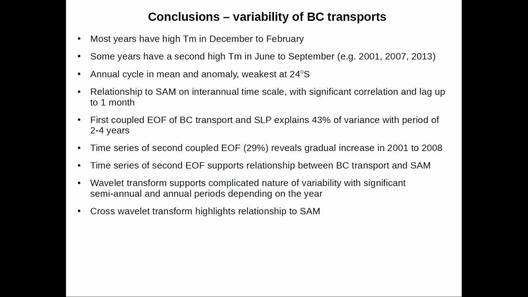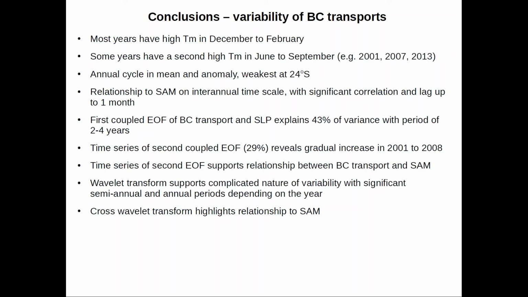So it would be nice to have a time series that's like 2 or 3 times as long, and you could look at it much better. Then we found the first EOF explains 43% of the variance and has a periodicity of 2 to 4 years. And the second EOF had the gradual increase in 2001 to 2008 that supports the relationship between the Brazil current transport and the SAM I found in the strongly filtered time series.